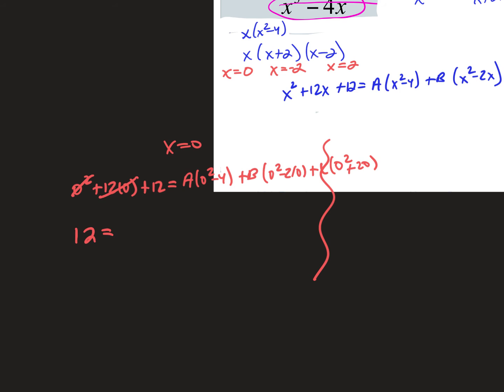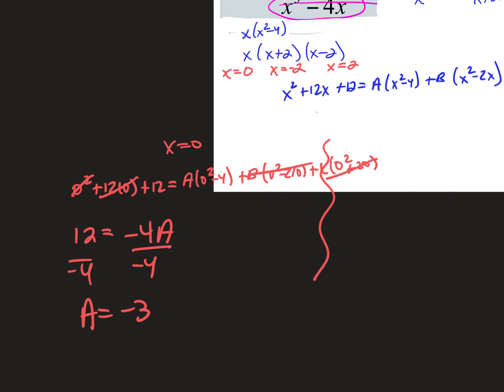What's 0 squared minus 4? Negative 4. Negative 4A. What happens with 0 squared minus 2 times 0? It cancels out. What happens with 0 squared plus 2 times 0? It also cancels. So A equals what here, guys? Negative 3. A equals negative 3. Good. It's a lot to write out for that first step. But like Camilo just noticed, you'll always have just one variable left. Everything else, if you have 8 variables, 7 of them will cancel out.